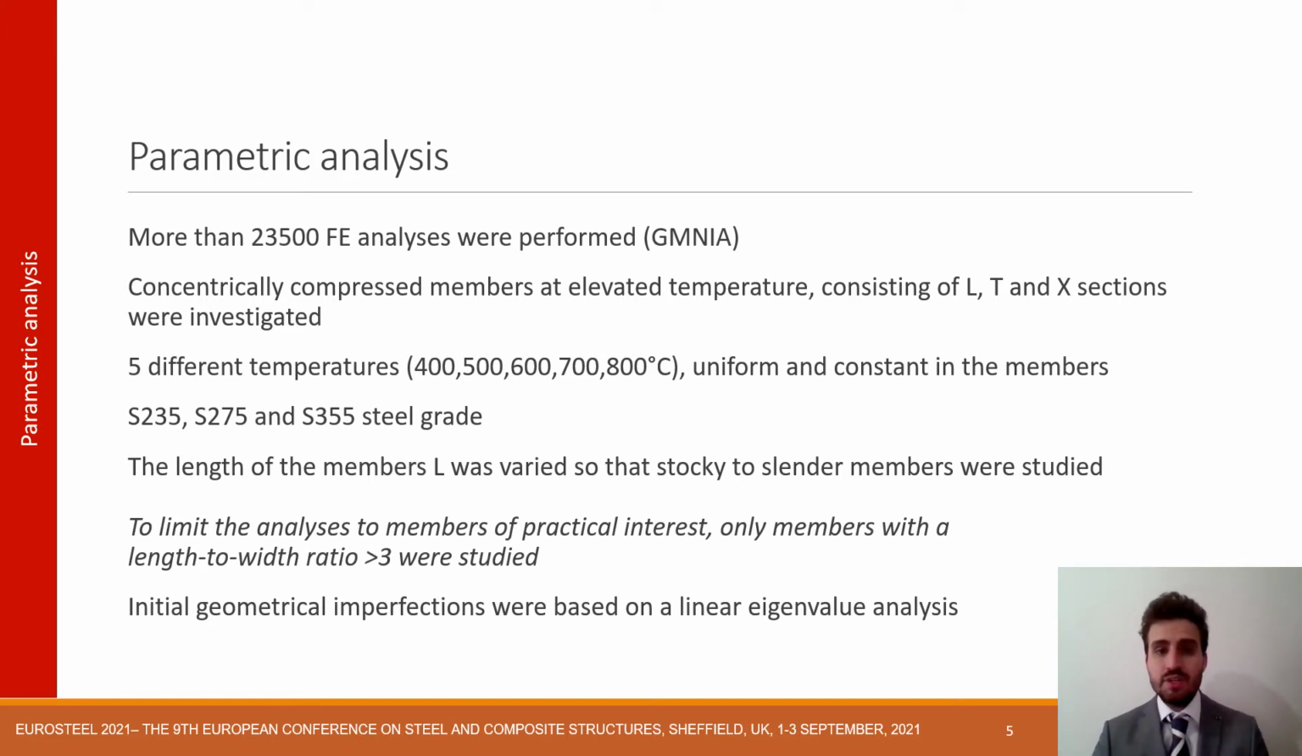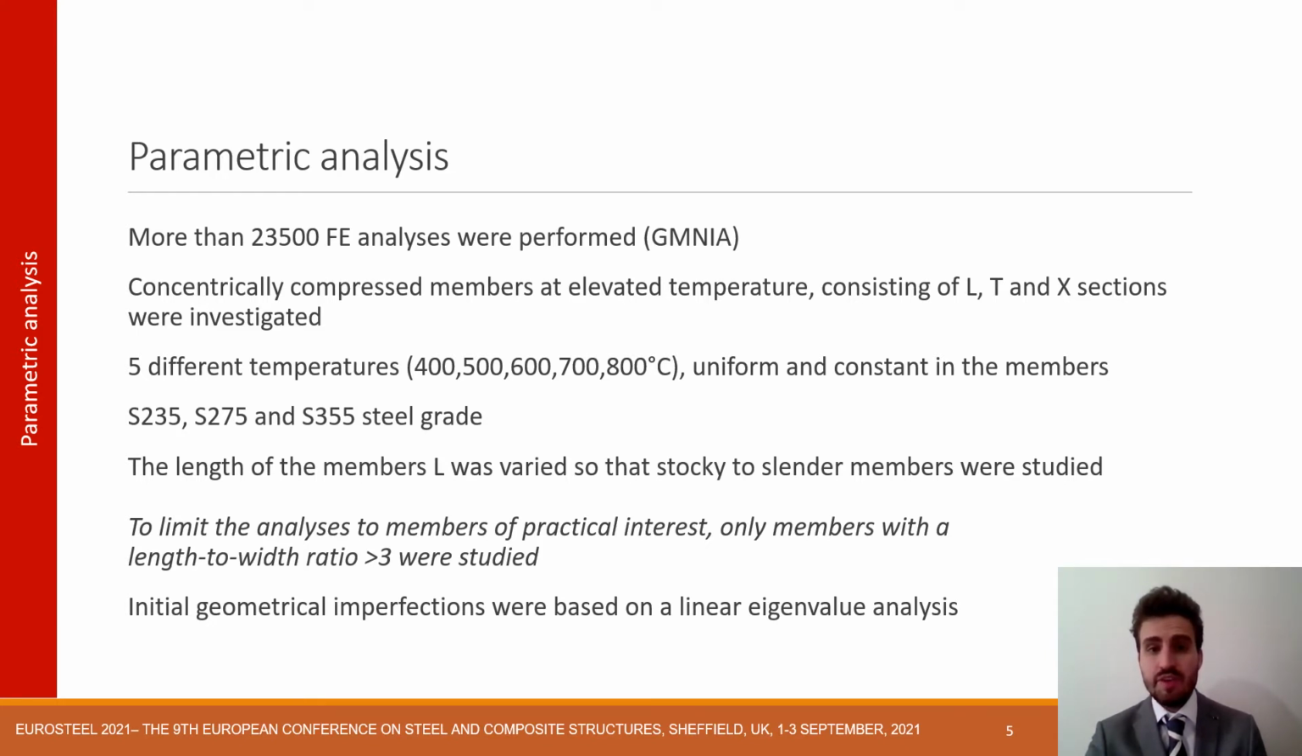Concentrically compressed members at elevated temperature consisting of L, T, and X sections were investigated. 5 different temperatures, 400, 500, 600, 700, and 800, uniform and constant in the members, and 3 different steel grades as well were studied. The length of the member L was varied so that stocky to slender members were studied, but in order to limit the analysis to members of practical interest, only members with a length to width ratio bigger than 3 were studied.